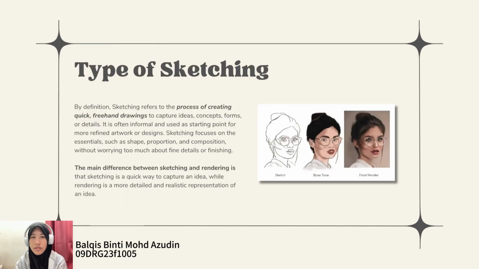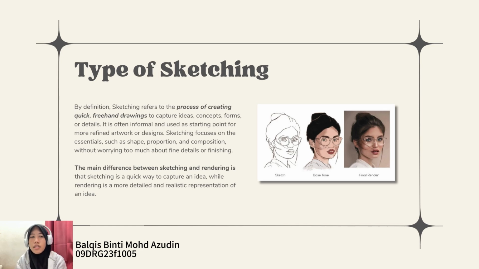Okay, I will explain about the types of sketching. So, introduction to sketching. Sketching refers to the process of creating quick freehand drawings to capture ideas, which are rough sketches. Sketching focuses on the essentials such as shape, proportion, and composition, without worrying too much about fine details or finishing. So the difference between sketching and rendering is that sketching is a quick way to capture an idea, while rendering is a more detailed and realistic representation of an idea.